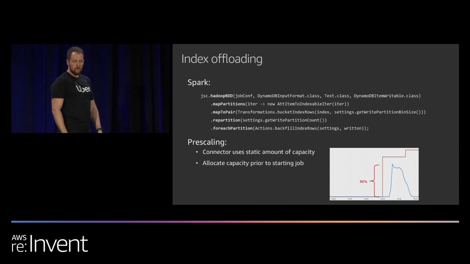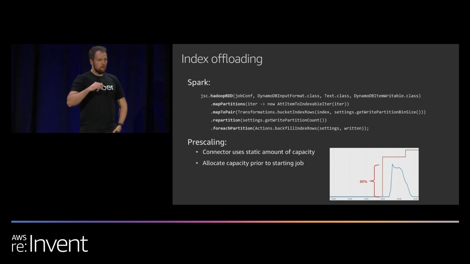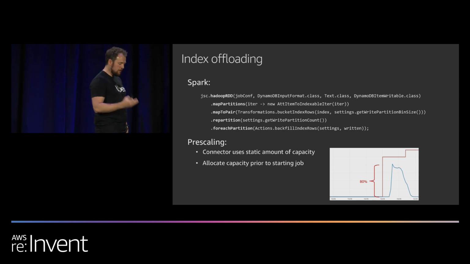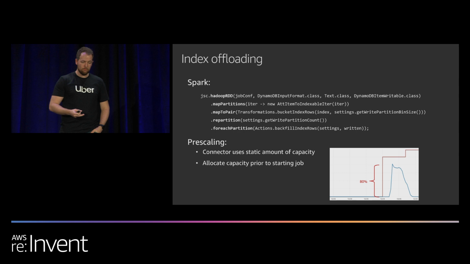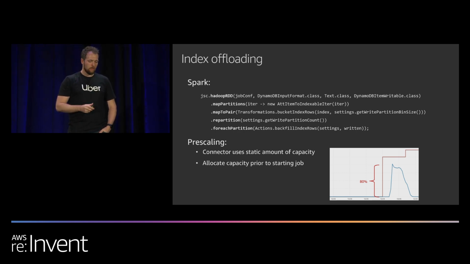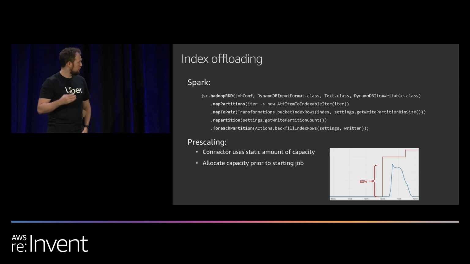One of the things that you have to handle in this case is that the Spark connector, when it starts up, goes in and asks how much capacity this table has. And then it takes some percentage of that capacity, and then it uses that statically throughout the job. Which means that if you have very low read capacity allocated when you start the job, your job is going to be slow because it's not going to scale. So what we do instead is pre-scaling, where before we start the job, we add a lot of capacity, we start the job, and now it takes that capacity for the offloading. And then afterwards, we can dial it down again.